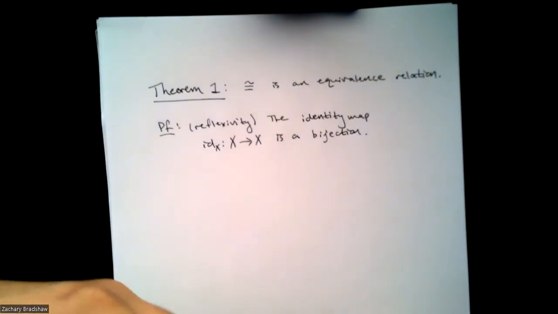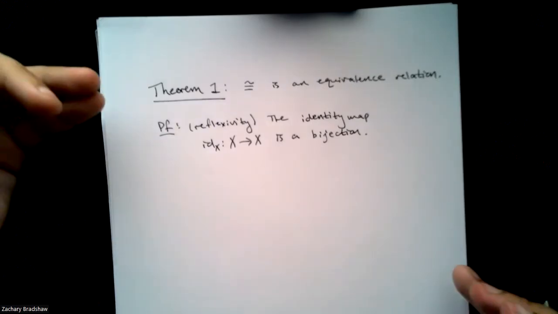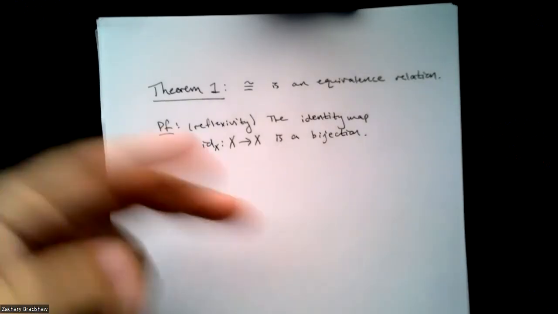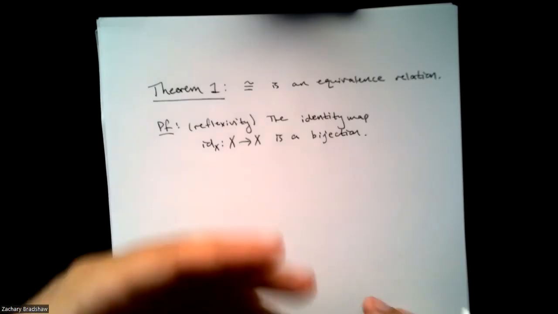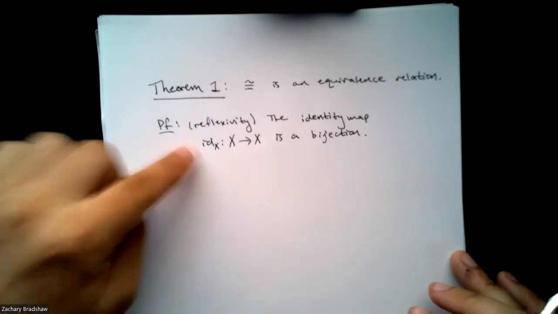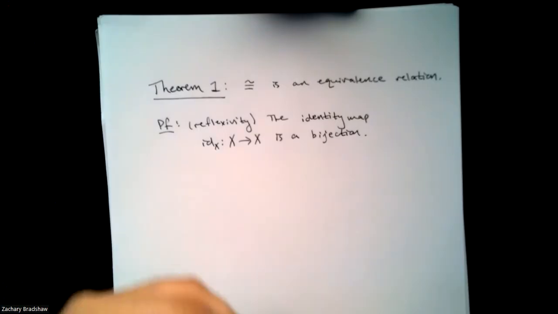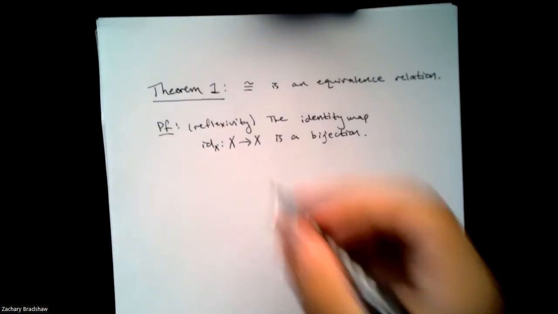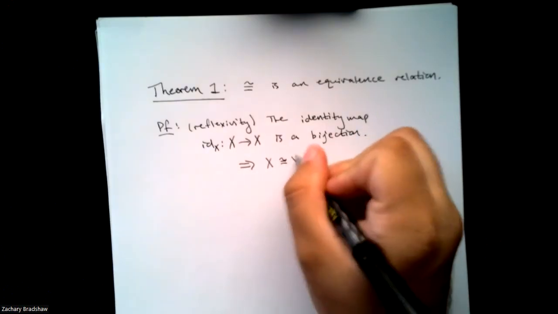Well, one way to see this is to just realize that, well, what does it do? It maps every element of X to itself, right? Obviously, it's going to be injective and surjective. The other way to see it is to realize that the identity map is a self-inverse, right? The identity map composed with itself is just the identity map. It does nothing. So that tells us that the identity map is invertible, and so lemma 1 implies that it's a bijection. Right? And so this, by definition, tells us that X is isomorphic to X.